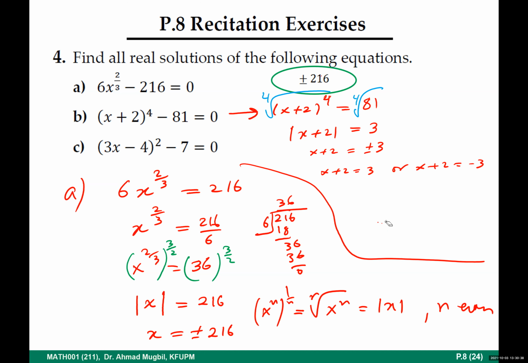Is that right? Yes. Now this means that x equals 3 minus 2 or x equals negative 3 minus 2, which means that x is 1 or x is what? Negative 5. We have two solutions. I think you can do the last one with the same idea. Just copy paste.